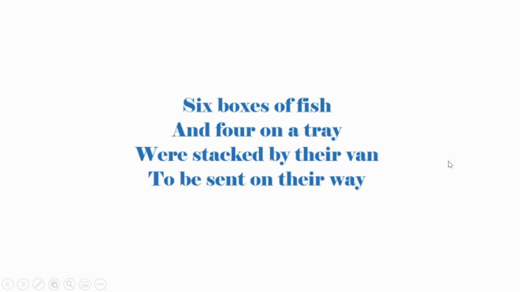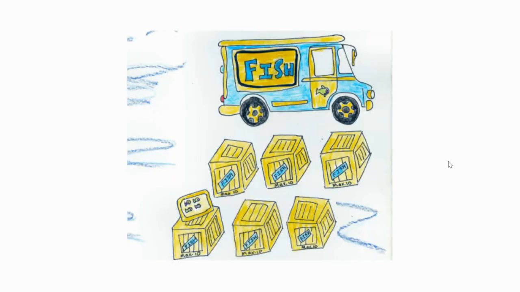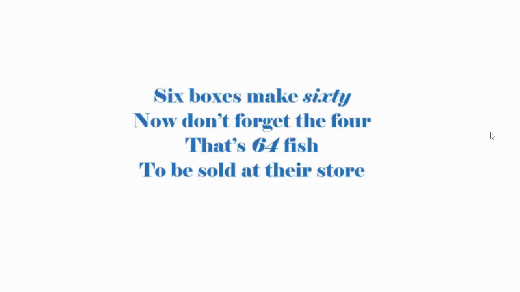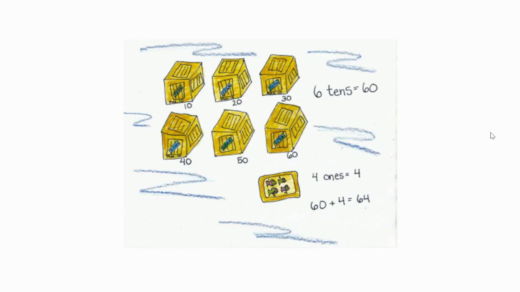6 boxes of fish and 4 on a tray were stacked by their van to be sent on their way. So these are the boxes about to go. There's 1, 2, 3, 4, 5, 6 boxes of 10 fish and then 4 single fish. So 6 tens and 4 ones. 6 boxes make 60. Now don't forget the 4. That's 64 fish to be sold at their store.